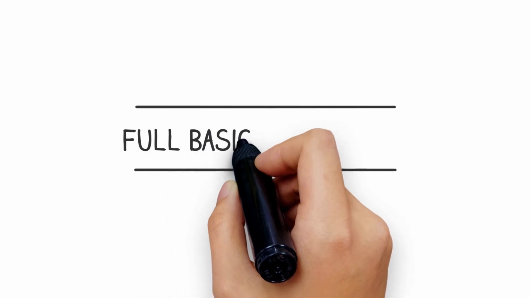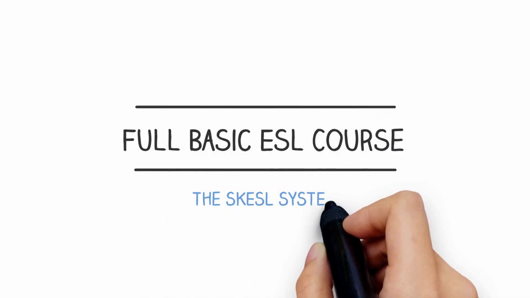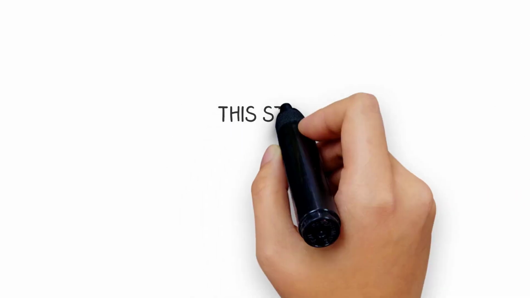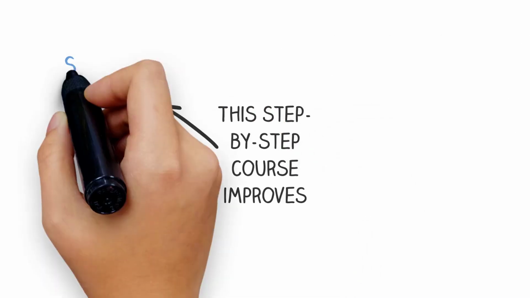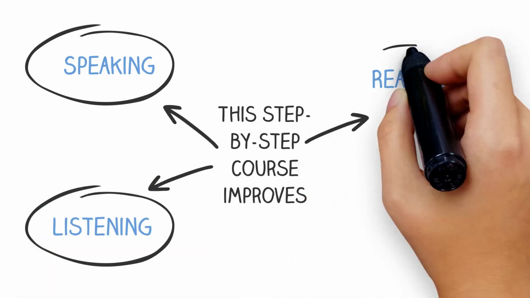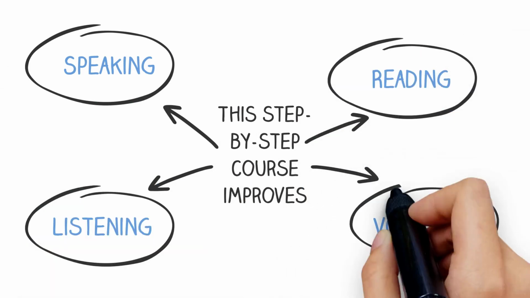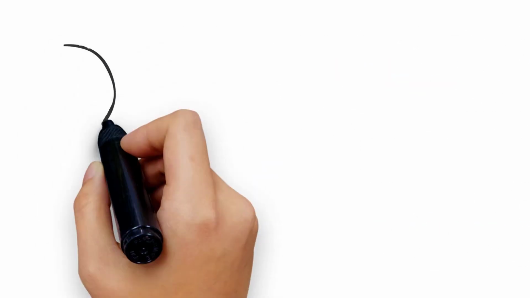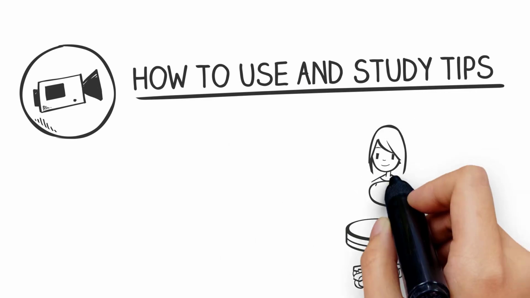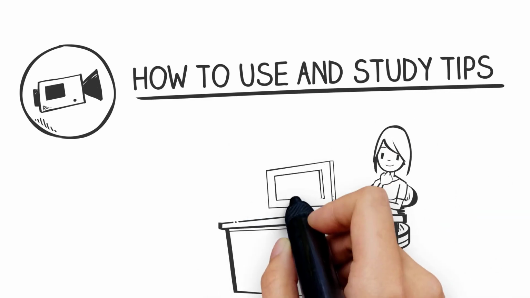The full basic ESL course in the SKESL system is all you need to get started studying English. This is a step-by-step course to help you improve your English speaking, listening, reading, and vocabulary all in one place. This video will show you how to study using the full basic ESL course and give you some tips on how to study so you can improve quickly.